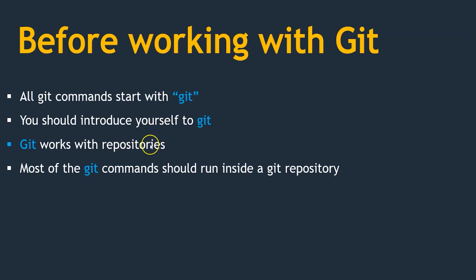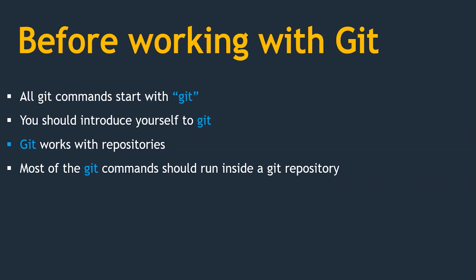Next, Git works with repositories. So whenever we want to work with Git, we should create repositories. Without repositories, we cannot track our changes. Next, most of the Git commands should run inside a Git repository. A few commands may work without Git repositories, like git config commands, but most of the commands you should run inside a Git repository. So these are the points you should remember while working with Git.